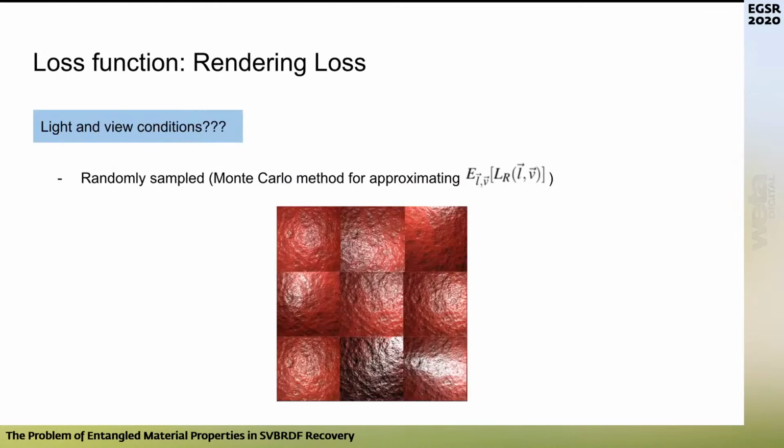Since the rendering loss is light and view dependent, in practice the average of the rendering loss over multiple randomly sampled light and view directions is used for training. We note that this is the Monte Carlo method for approximating the expectation of the rendering loss over different light and view directions.